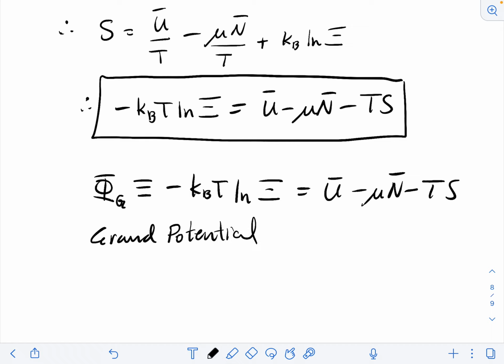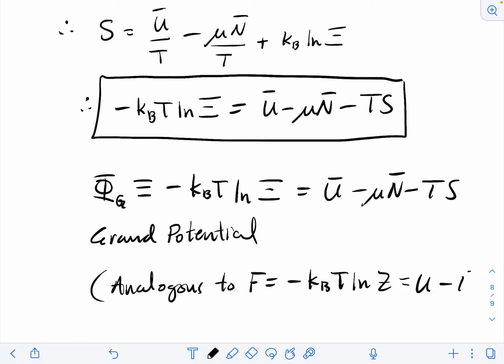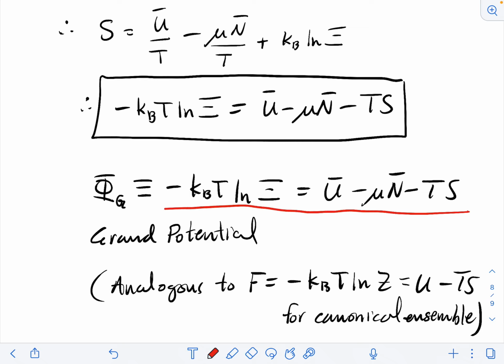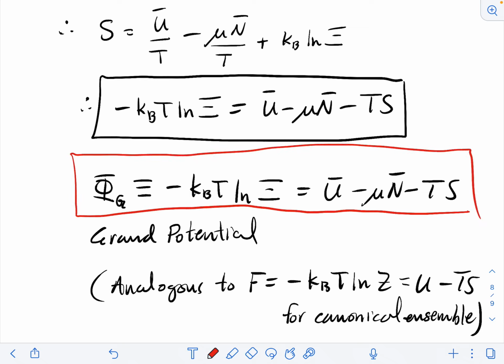It's analogous to the Helmholtz free energy. F is minus kB T ln Z, which is U minus TS for the canonical ensemble. Okay, so let's emphasize this result as well. The last thing I'll do for today is just try to relate this grand potential to some thermodynamic variables.